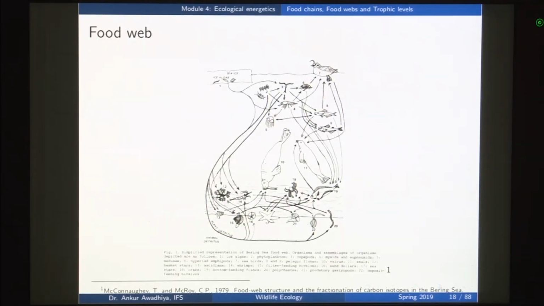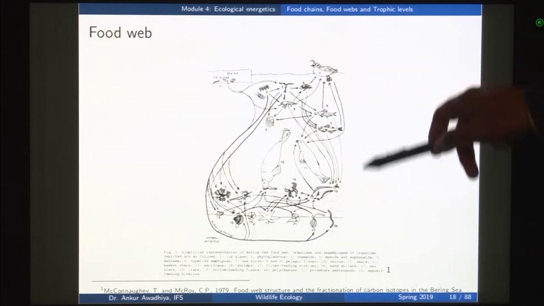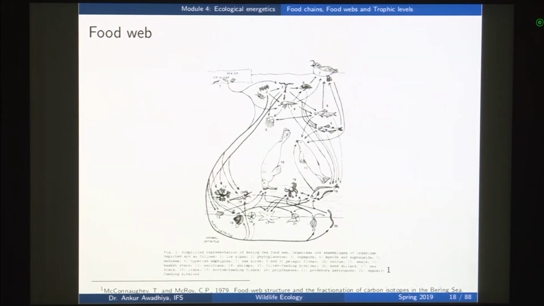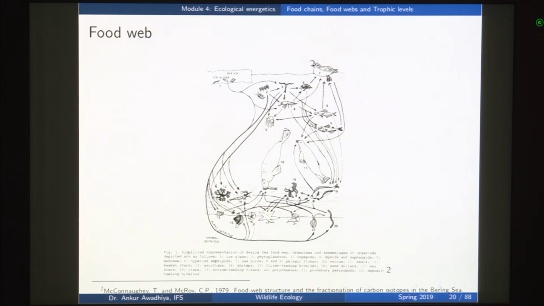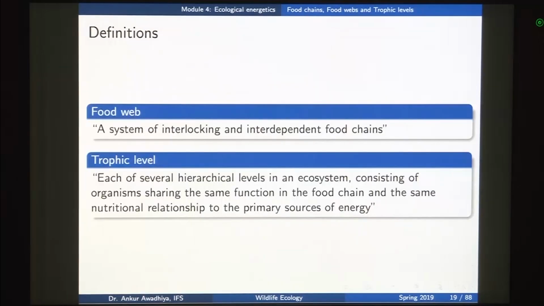So, a combination of different food chains that work together goes by the name of a food web. We define a food web as a system of interlocking and interdependent food chains. So, all of these different food chains are linked together, they are interlinking, and they are interlocking, and they are interdependent on each other. Then we also define a trophic level.